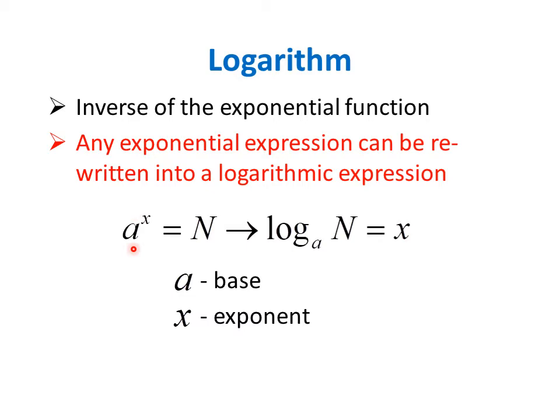So the base in the exponential equation is still the base in the logarithmic equation. And n here becomes the argument of the logarithm. Now take note that n is equal to a to the x. So you get n when you raise the base a to the exponent x. And yes, this logarithmic expression is equal to x. What is x again? That is the exponent.